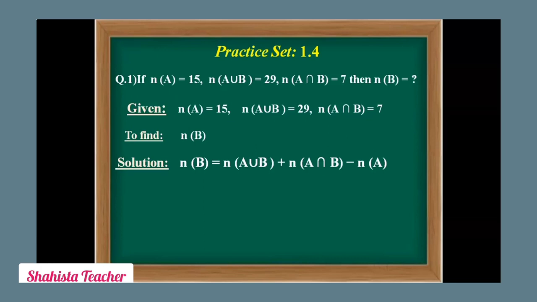And n(A) is how much? 15. So 36 minus 15 is? Yes, you are right, 21. So here we will write 29 plus 7, that is 36, and 36 minus 15 is 21. So here n(B) is 21. So students, in this way we finish question number 1.